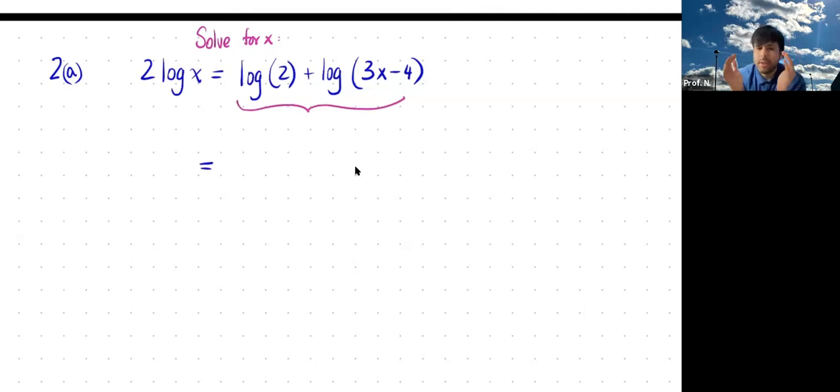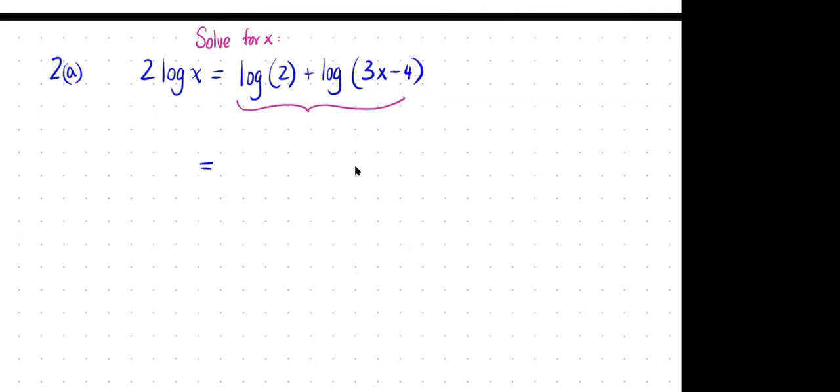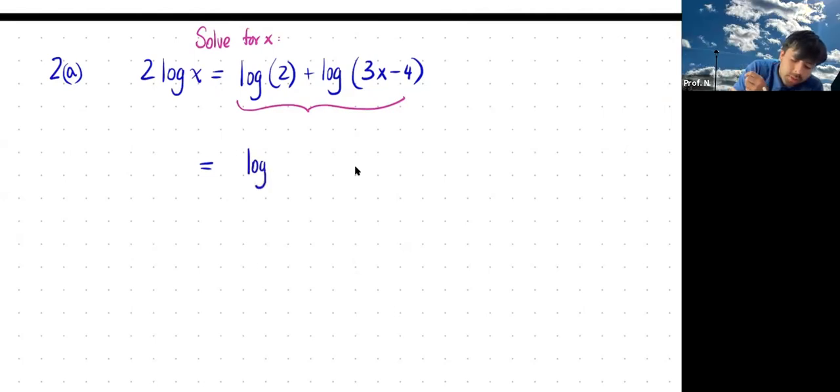I can put them together if I were to do what? I would apply the sum rule, right? So that means that I need to multiply log of 2 and multiply that with the thing inside, the 3x minus 4. Do you see that? So I put them together. So basically for solving logarithms, you need to condense or make into a single log expression as much as possible.